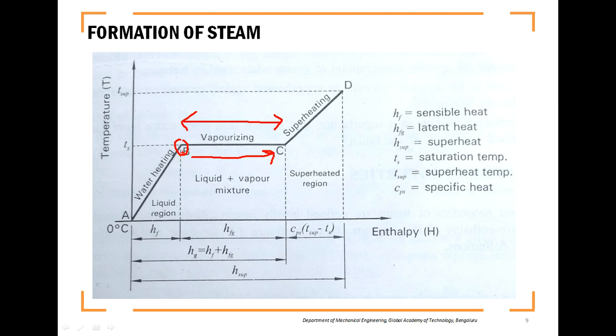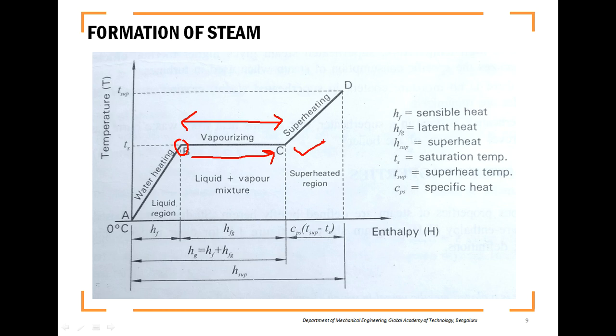In between, even though heat is applied, the temperature does not rise. It remains at the saturation temperature. That is why it is represented by the horizontal line. At the point C, the steam is completely converted into a dry state.